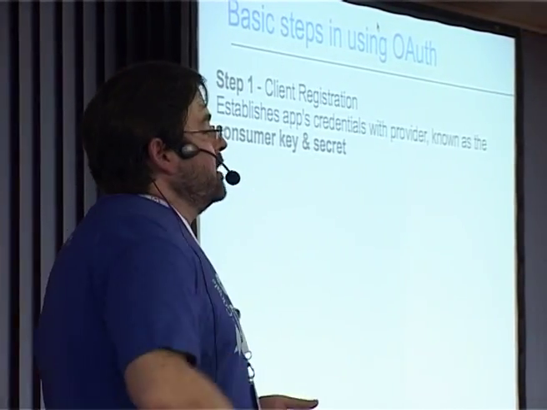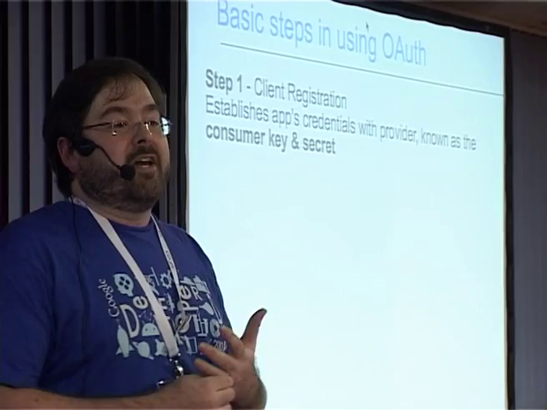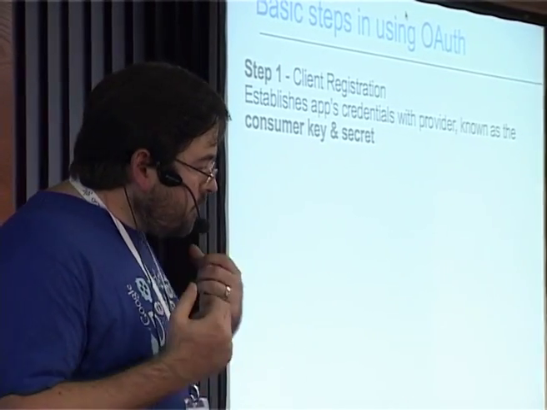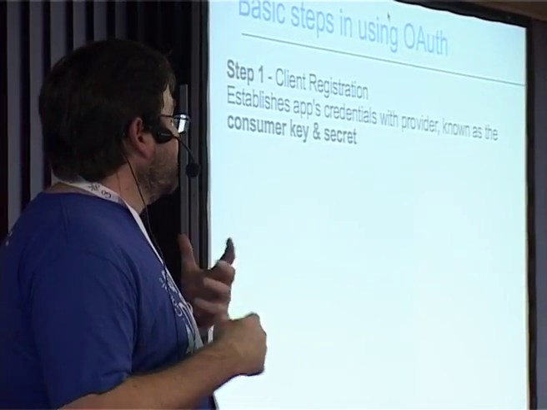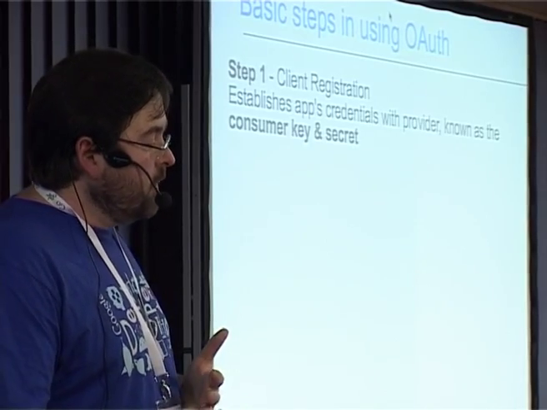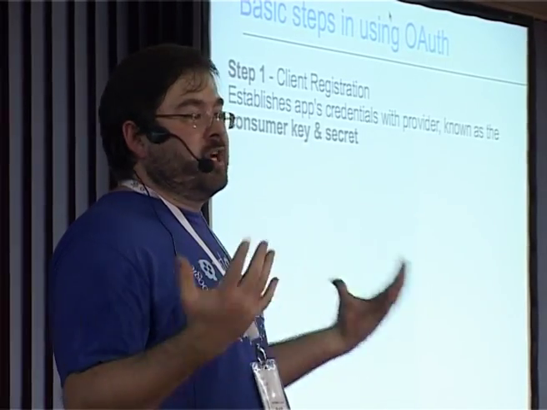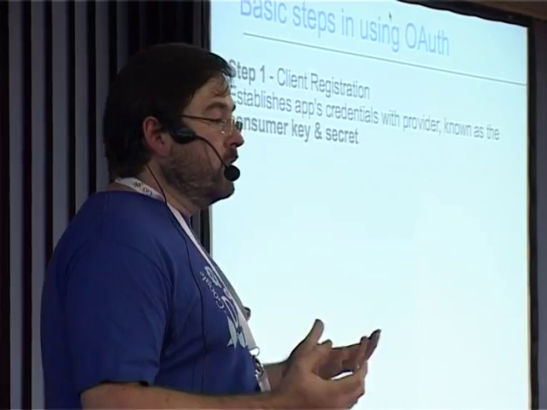So there are three basic steps in using OAuth. The first is client registration, where you have to establish basically a shared secret with the service provider. It's basically just establishing a username and a password for your application so that you can authenticate.